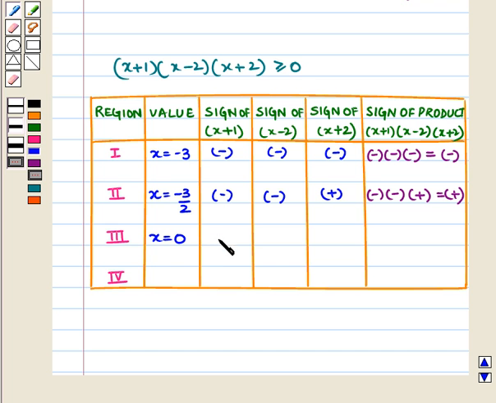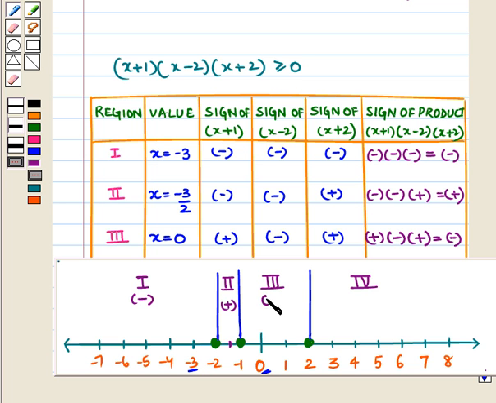Sign of x plus 1 is positive when we put x equal to 0 in the factor x plus 1. Sign of x minus 2 is negative when we put x equal to 0 in the factor x minus 2. And sign of x plus 2 is positive when we put x equal to 0 in the factor x plus 2. So the sign of the product x plus 1 into x minus 2 into x plus 2 is plus into minus into plus, which is equal to minus. So we put a negative sign on the number line for this region.